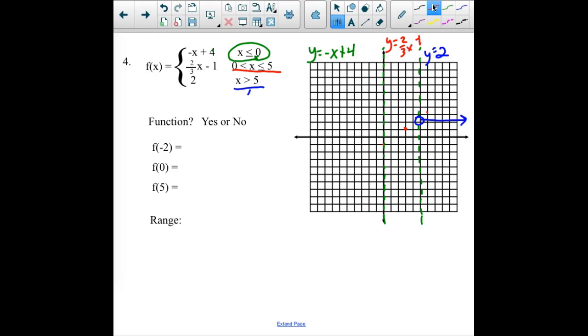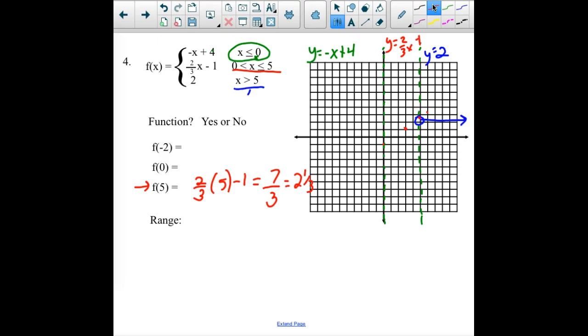Put a 5 into this function. It's one of the ones we had to do anyway, so we'll do it now. So put a 5 in here. 2/3 times 5 minus 1. What's 2/3 times 5? 10/3. 1 is the same as 3/3. So we have 10/3 minus 3/3. So 7/3 or 2 1/3. So we're going to hit this x equals 5 break at 2 1/3.